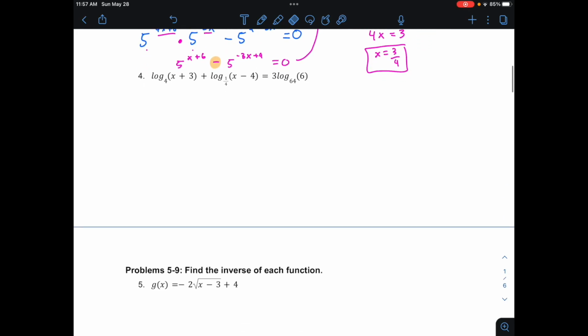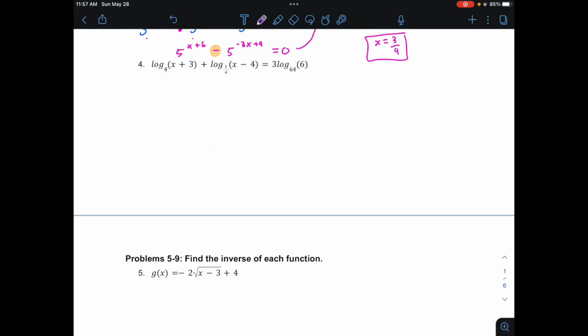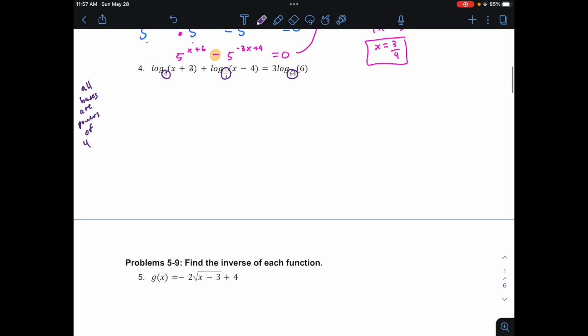Okay, and then problem number 4 here, we have a change of base situation. We have log base 4 of x plus 3 plus log base 1/4 of x minus 4 equals 3 log base 64 of 6. So what we notice is all the bases, well, they're powers of 2, but even better, they're powers of 4. So if I could get all the bases to be the same, I would be pretty happy. Now my method for doing this is kind of just to straight up change everything.